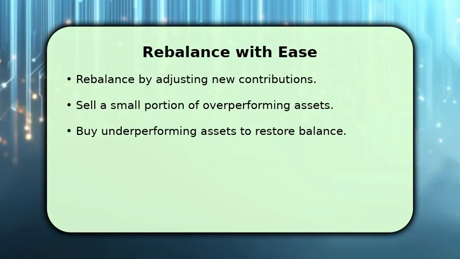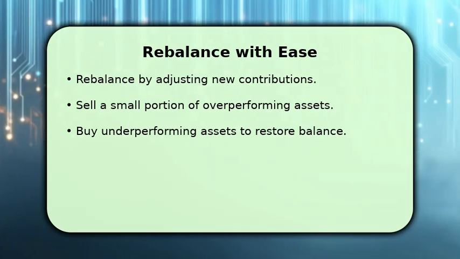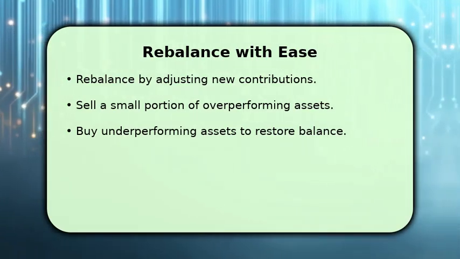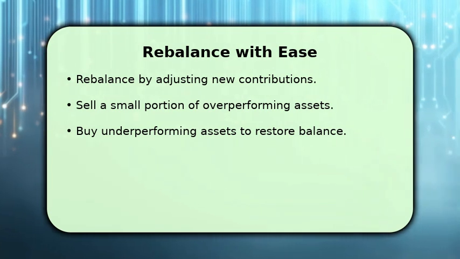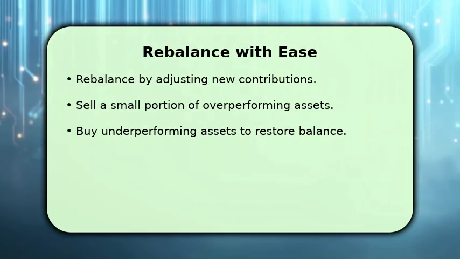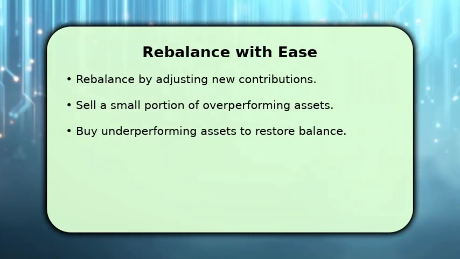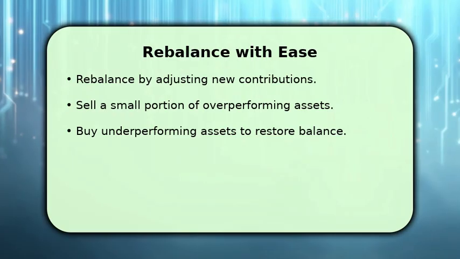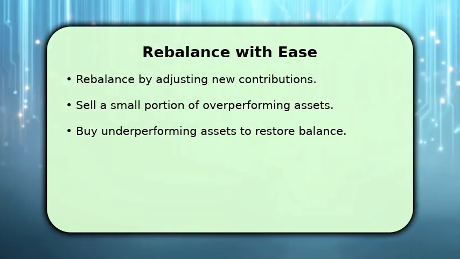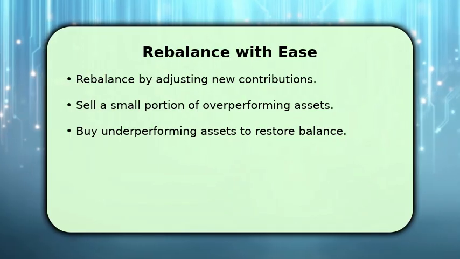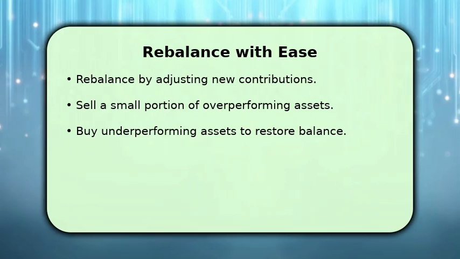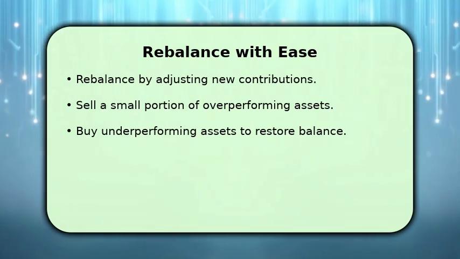One of the easiest ways to fix your Vanguard is through rebalancing. Instead of selling, you can often rebalance by simply directing new contributions towards underperforming asset classes. For example, if bonds are now 45% of your portfolio instead of 40%, direct your next contributions to stocks. Alternatively, you can sell a small percentage of overperforming assets and use those funds to buy underperforming ones, bringing your portfolio back to your target allocation.